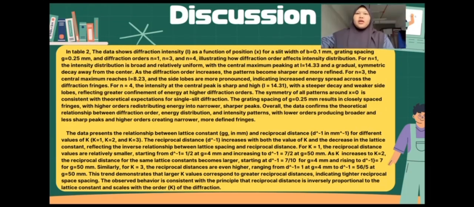and higher orders creating narrower, more defined fringes. The data also present the relationship between the lattice constants and the reciprocal distance for different values of k, which means k equals 1, k equals 2, and k equals 3. The reciprocal distance increases with both the value of k and the decrease of the lattice constant, reflecting the inverse relationship between the lattice spacing and the reciprocal distance, indicating tighter reciprocal spacings. The observed behavior is consistent with the principle that reciprocal distance is inversely proportional to the lattice constant and scales with the order k of the diffraction.